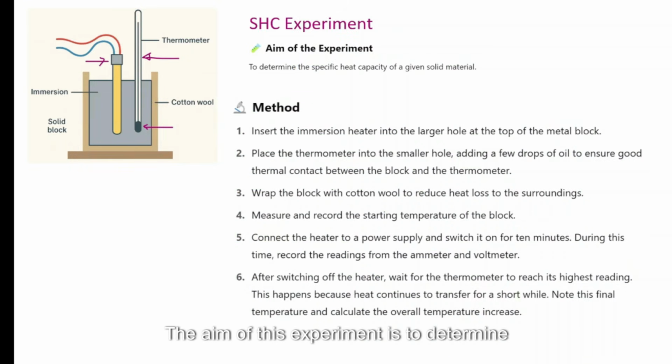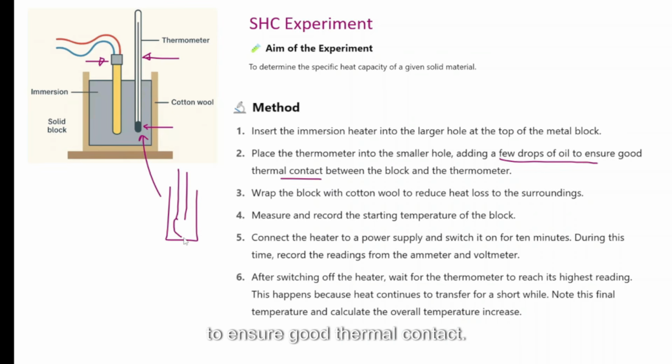The aim of this experiment is to determine the specific heat capacity of aluminium. Insert the immersion heater into the larger hole at the top of the metal block. So here's the heater which heats up. To measure the temperature, we need a thermometer. So you insert a thermometer and you add a few drops of oil to ensure good thermal contact.